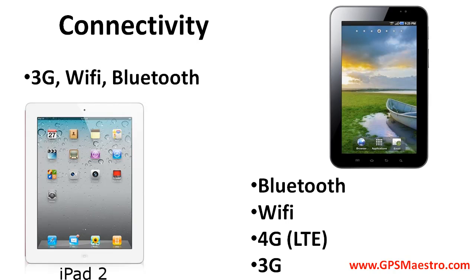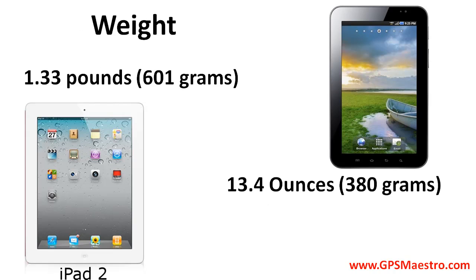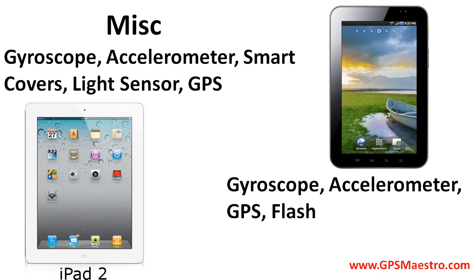As far as connectivity goes, one thing the iPad 2 does not come with is 4G, but you can get 3G, Wi-Fi, Bluetooth, and the 3G will work with either AT&T or Verizon. And as far as the Tab goes, Bluetooth, Wi-Fi, 3G, and 4G connectivity. I believe 4G is going to launch with Verizon connectivity. As far as weight goes, the Tab, being the smaller of the two, is lighter. The iPad 2 weighs 601 grams, while the Tab weighs 380 grams.